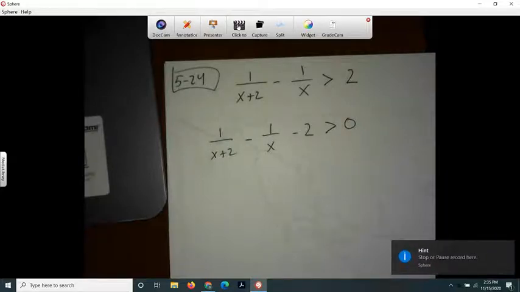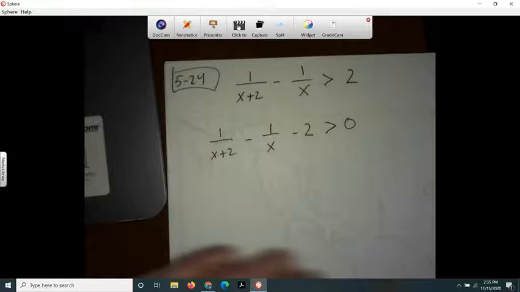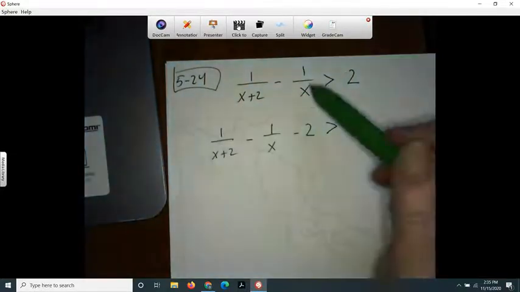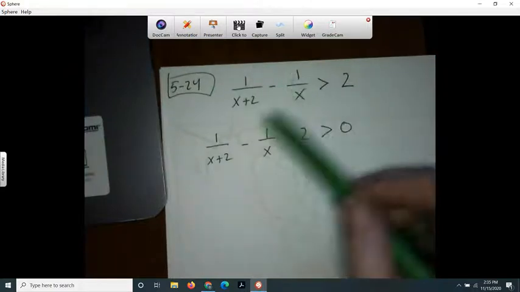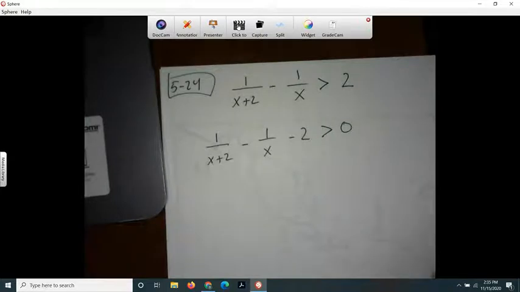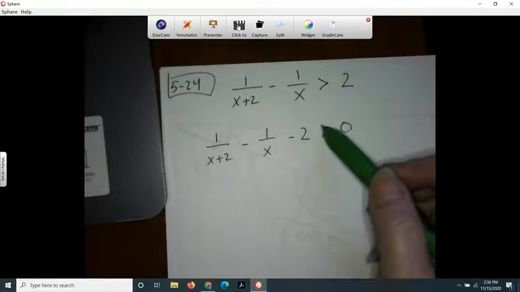Here's pre-calc, problem 5-24. It says solve for x. So it starts out just with this one. And so these are rational, it's a rational function. So it's going to have asymptotes, and the easiest way, it's an inequality.